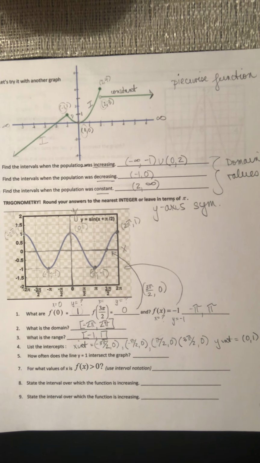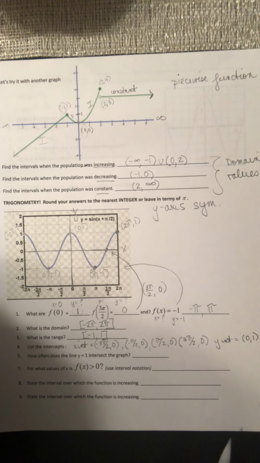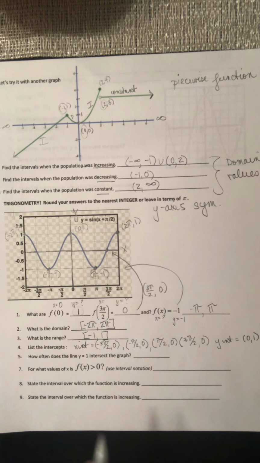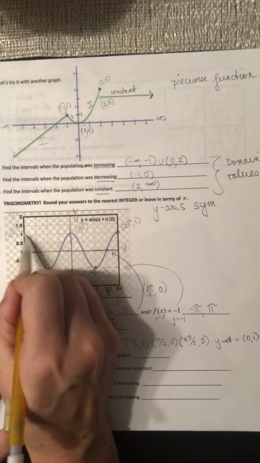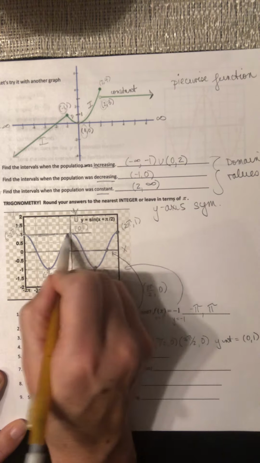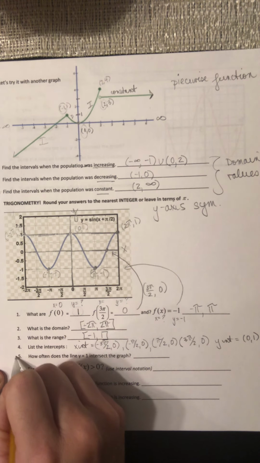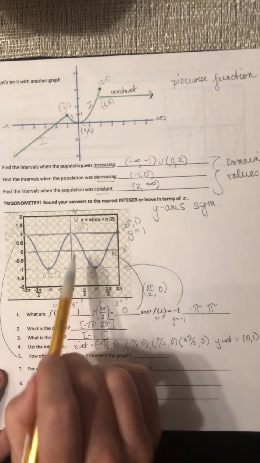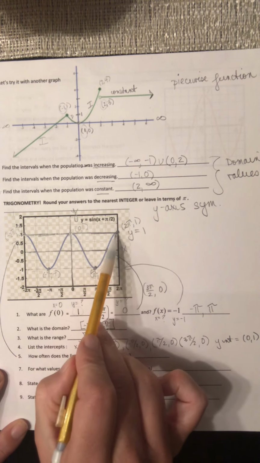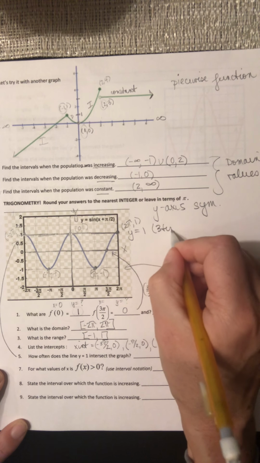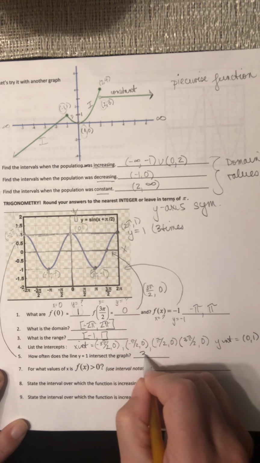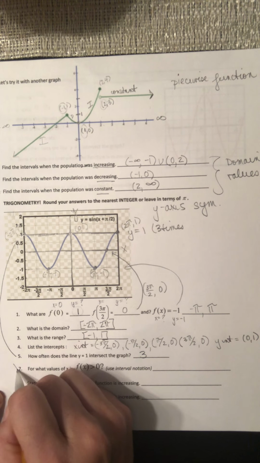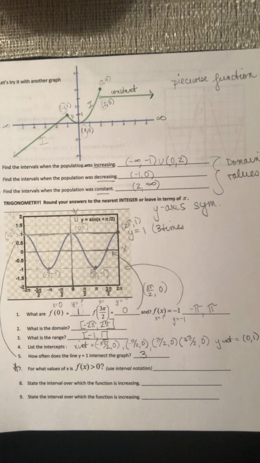And then how often does this intersect the y equals 1? Well, let's put that in, okay? So here's my line. Y equals 1. Just how many times? That's all you got to tell me. So 1, 2, 3. 3 times. Okay? And then this is the one that is always tricky, okay, for everybody.